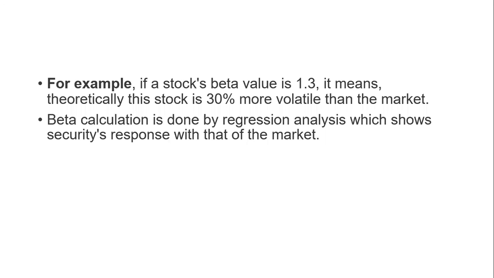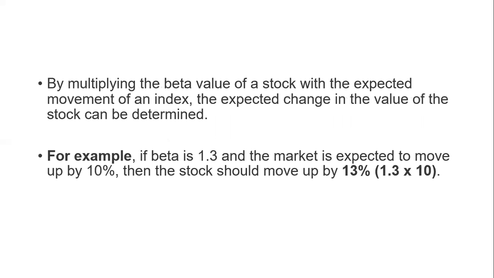Moving further, if we take an example, if a stock's beta value is 1.3, it means theoretically this stock is 30% more volatile than the market. So if the market changes 1%, the stock will change 1.3%. Beta calculation is done by regression analysis, which shows the security's response relative to the market. So we use a regression method to calculate the beta for a particular stock with the stock market.